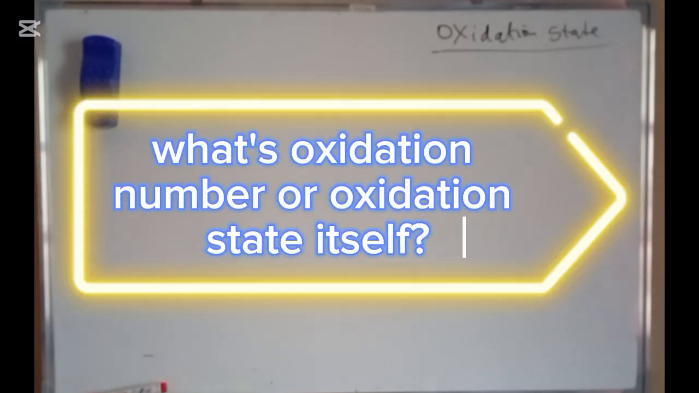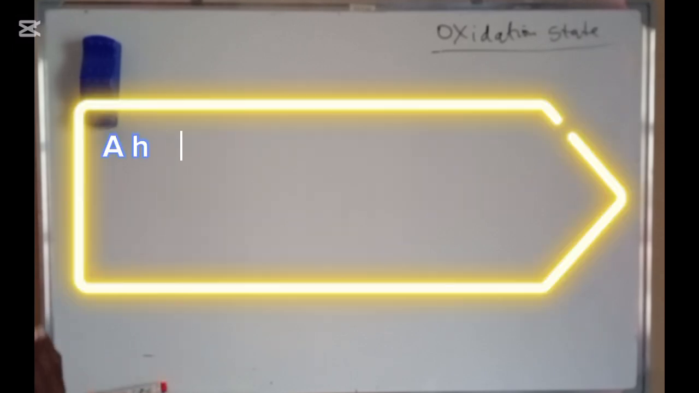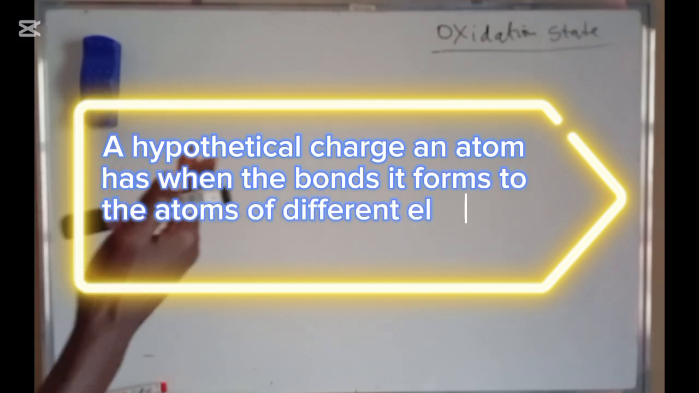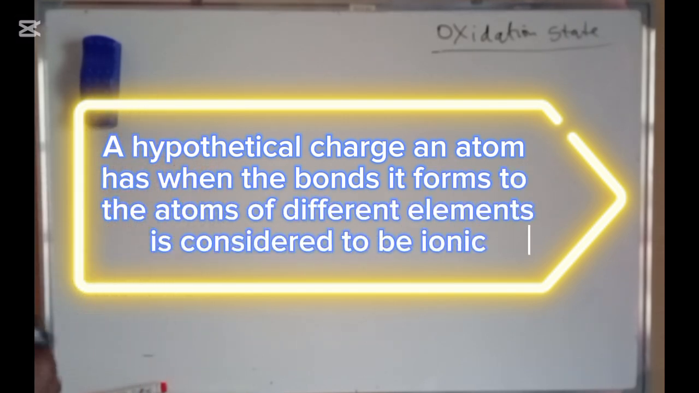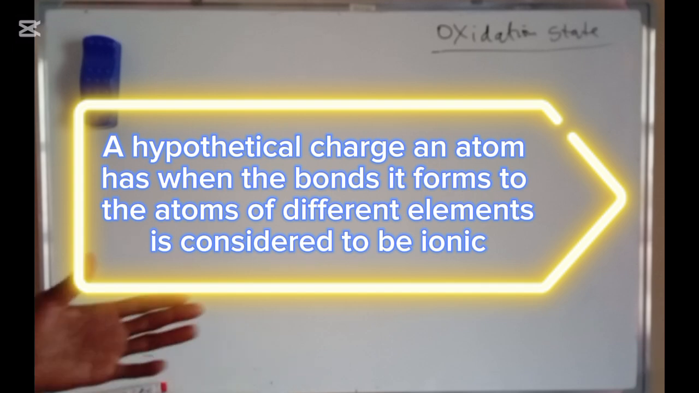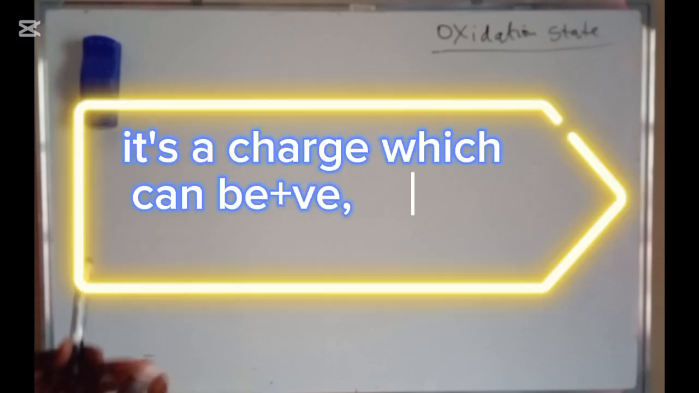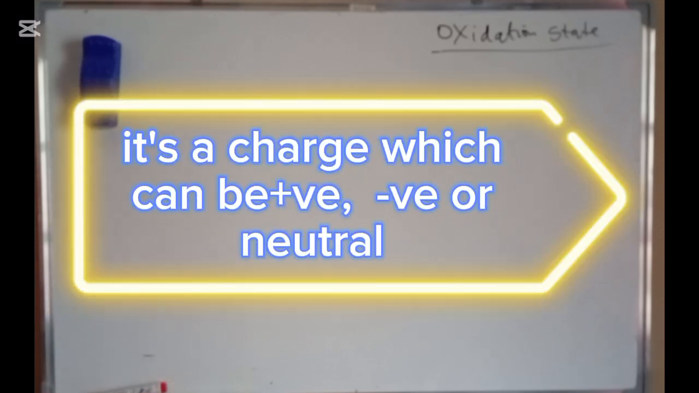At first, let's define the concept of oxidation state or oxidation number. The oxidation number is just a hypothetical charge that an element or an atom will have when all the bonds formed between the atom itself and other atoms of different elements are considered to be ionic. So the oxidation state or oxidation number is a charge, as we were saying.